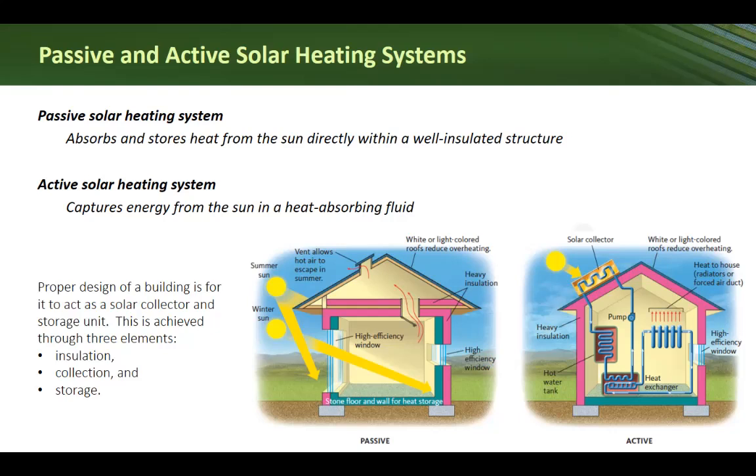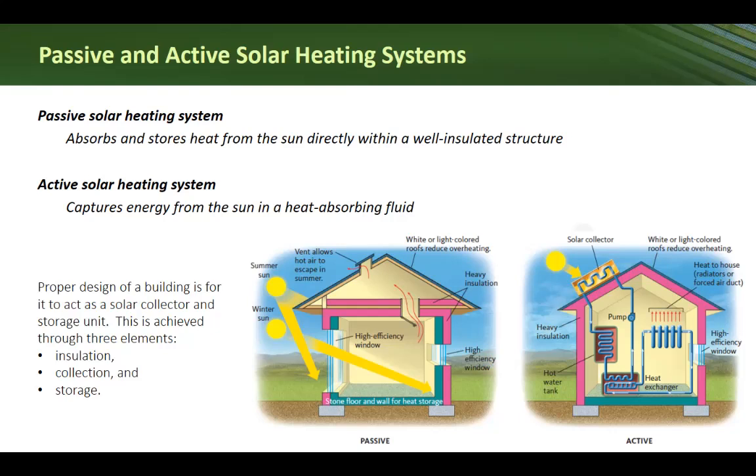A passive solar home heating system, like you see here on the left, is used in buildings that have a good deal of access to sunlight. This requires proper design and alignment of the building to optimize the solar energy capture. The active solar home on the right collects energy from the sun through racks installed on its roof.